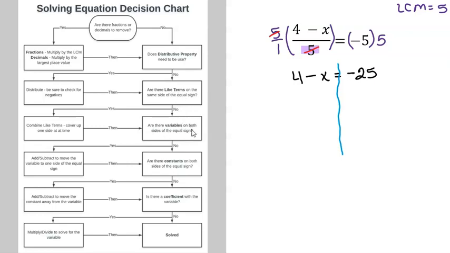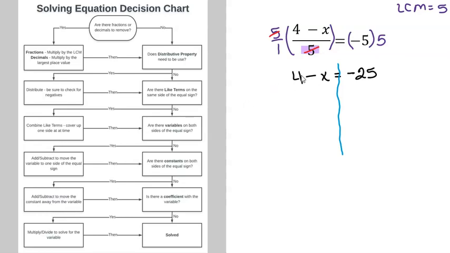Are there variables on both sides of the equal sign? Well, the only variable I have is here on the left, so that's a no again. So this means I'm in a two-step equation. Are there constants on both sides of the equal sign? Well, on the left I have 4, on the right I have a negative 25, so yes, I do. So I want to add or subtract to move the constant away from the variable.